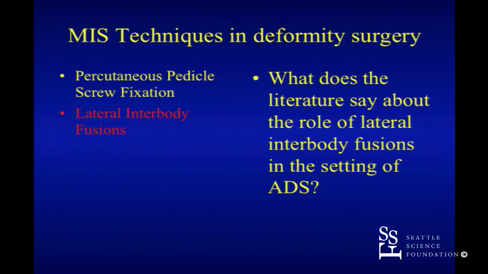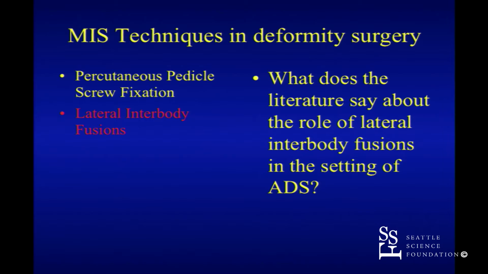Because we all have cases that we do, and we look at our post-op films, an N of 20 or an N of 30, and we say, oh, it works. But that's just anecdotal medicine, right? It's not really good medicine. So if you look at the literature, what does the literature really say about the role of lateral interbody fusions in the setting of adult scoliosis?